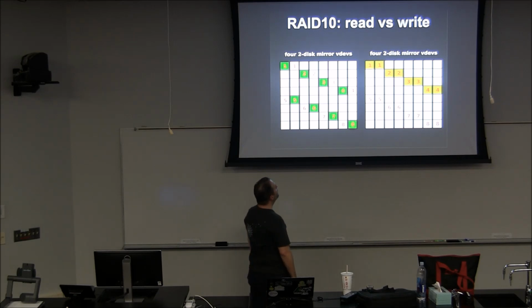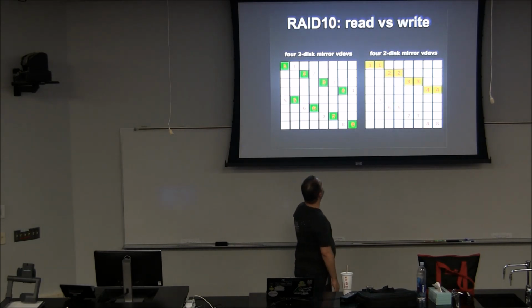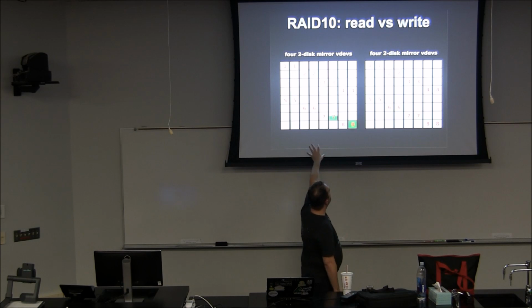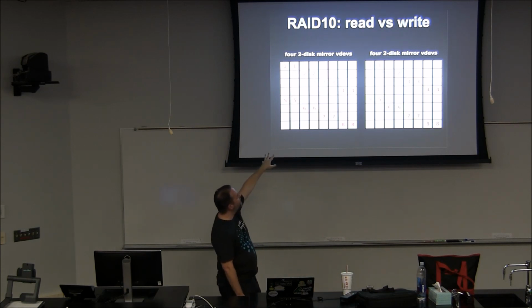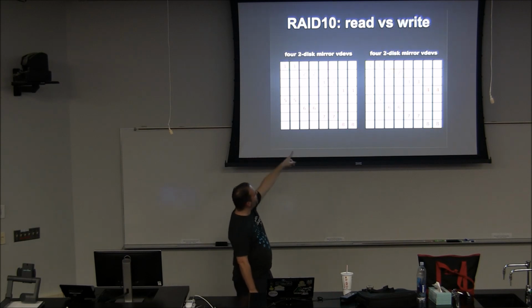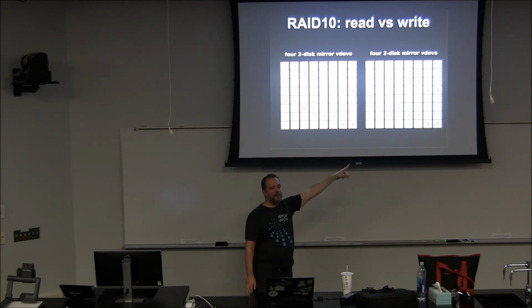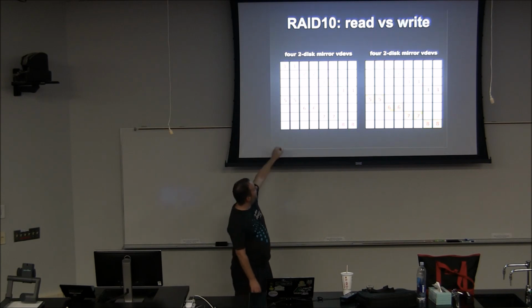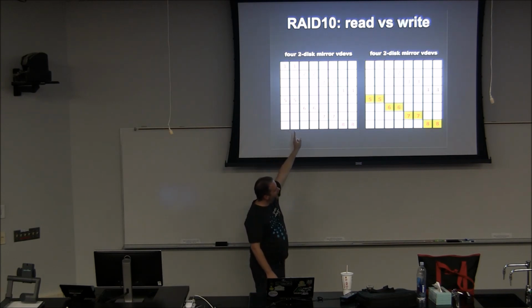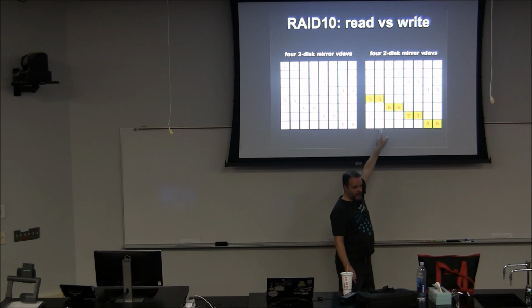Now RAID 10, or a pool of mirrors, is a whole different story. Now we're looking at how long it takes us to read or write 8 blocks. And you'll notice that we're lighting up half the number of disks for reads that we do for writes because, again, we can pull off of either disk that we want to. So you've actually got 8 disks worth of IOPS here, and you've got 4 disks worth of IOPS there.